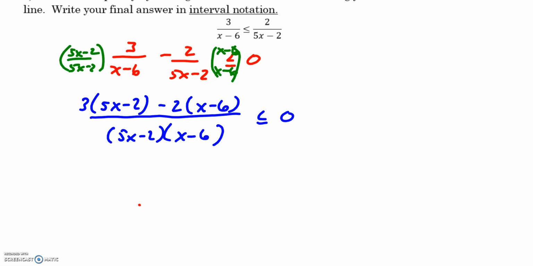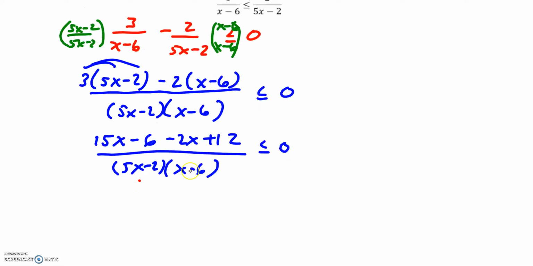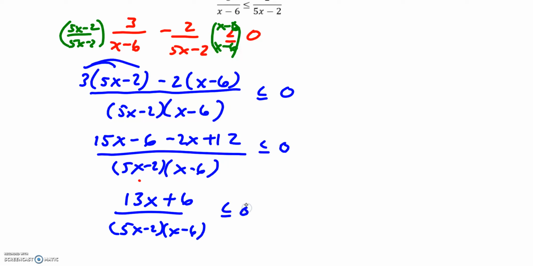I'm not going to multiply out my denominator, but I am going to multiply out my numerator. And when I do that, I get 15x minus 6 minus 2x plus 12 all over 5x minus 2, and x minus 6 is less than or equal to 0. I don't want to multiply out the bottom because I can see my critical numbers as of now. If I keep combining on the top, I would get 13x plus 6 over 5x minus 2, and x minus 6 is less than or equal to 0.